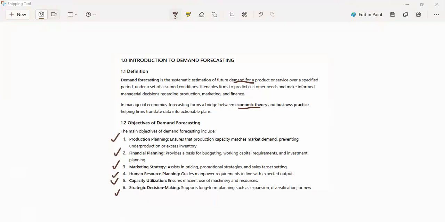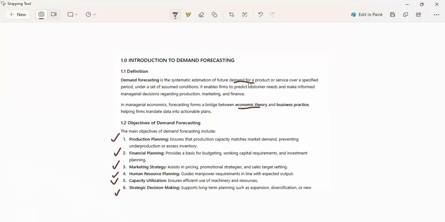Any questions so far? Are we together? So these are the notes you already have. I just need to expand and make a point before we get to the actual question. So what is the importance of demand forecasting in managerial economics?